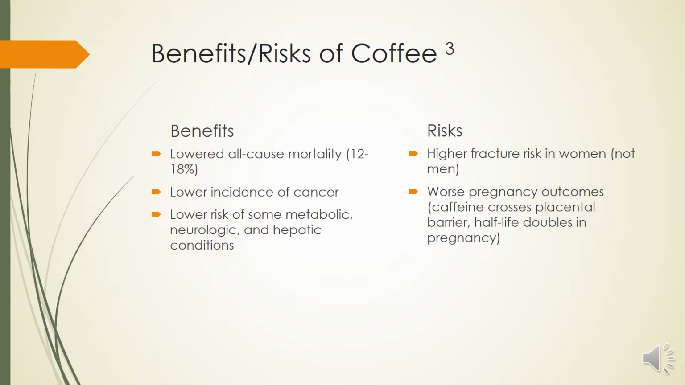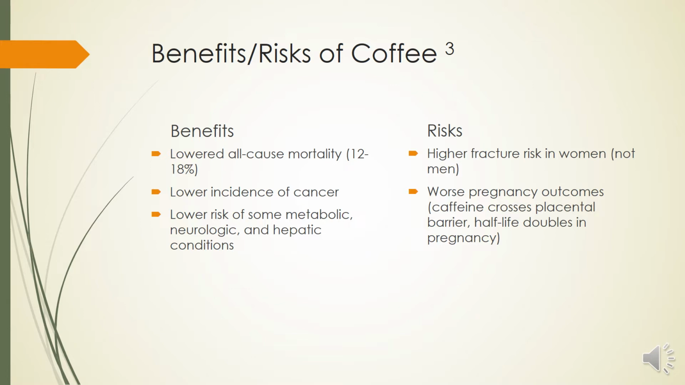What I want to show here is that a systematic review looked at benefits and risks of coffee. They looked at health outcomes, health data. It's a big study, and overall they found that, all things being equal, coffee actually conferred multiple health benefits. So lowered all-cause mortality, that means all causes of death. You have a lower risk if you're a coffee drinker. Your risk of death from all causes goes down 12 to 18%.